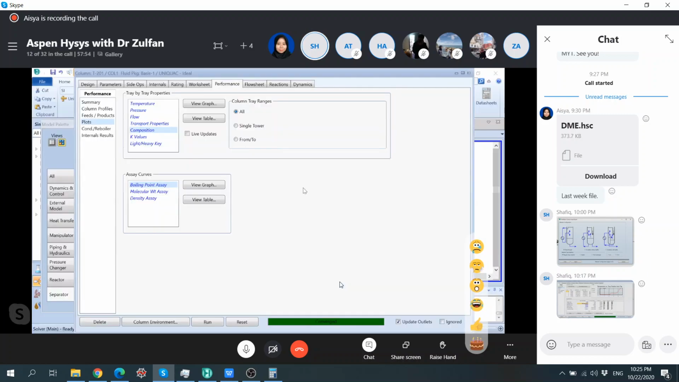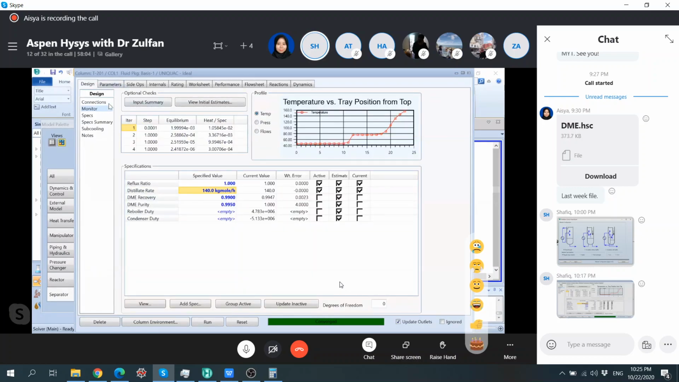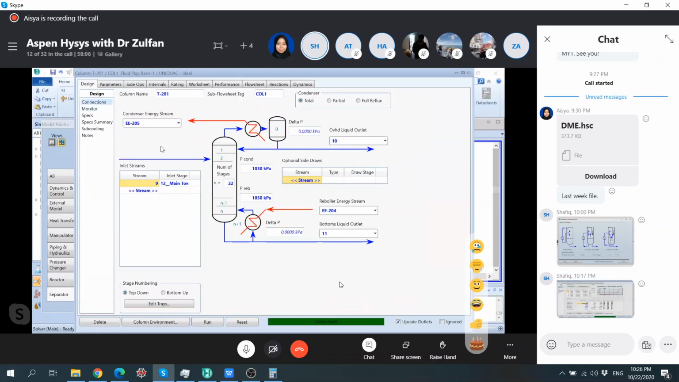One more thing to answer Shafiq's question. What was it again, Shafiq? The feed location. Yeah, very good. Feed locations. In this case, how do we know if we are using the correct feed locations? The correct way to do this is to check the feed concentration.